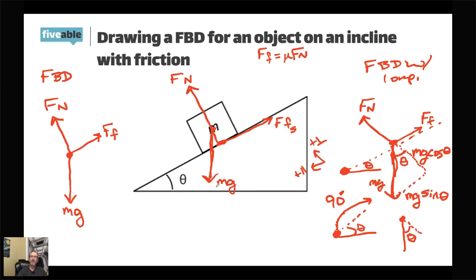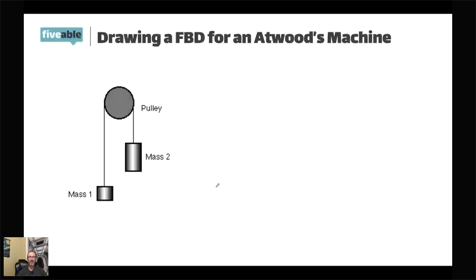Alrighty, let's go ahead and take a look at this one. Ah, yes, it is the Atwood's machine. And for this one, there are no components. Why? Because everything is going to be up and down. So we're going to draw a left dot. We're going to call this one mass 1. And over here, we're going to call this one mass 2. I wouldn't write anything next to the dots on an actual free body diagram.